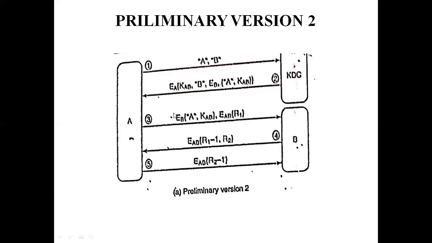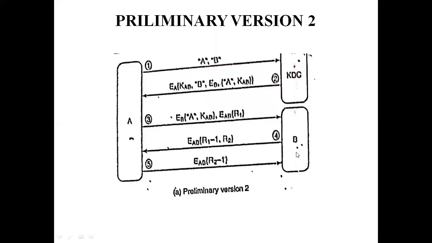The presence of B's identity confirms to A that the KDC knows that A wishes to communicate with B. Understood? In message 3, A forwards the ticket along with the challenge R1 to B. R1 is the nonce sent from A. In message 4, R1 is decremented and B challenges A with R2. In message 5, R2 is decremented by A and forwarded to B.